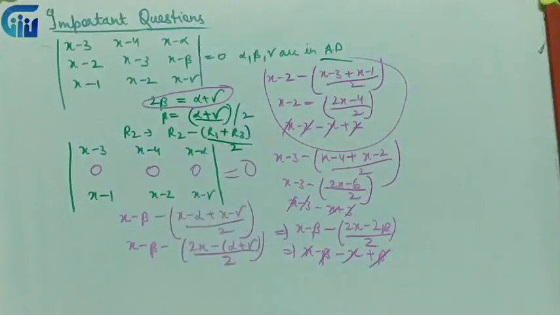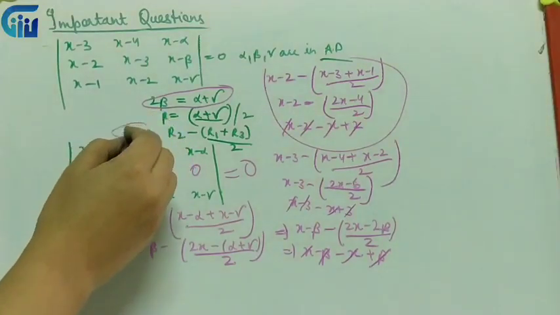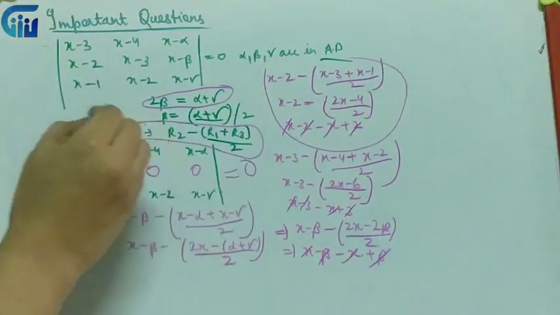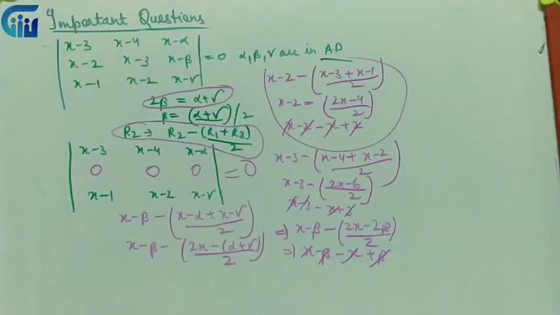Since all the elements of a particular row are 0, hence the value of the determinant is 0. So in most of the questions where you have 3 terms in AP, the operation will also be the same. You only have to look for the middle term. Wherever the middle term is, you will be adding the other 2 rows or columns, and then you will divide by 2. You will always get the result as 0.